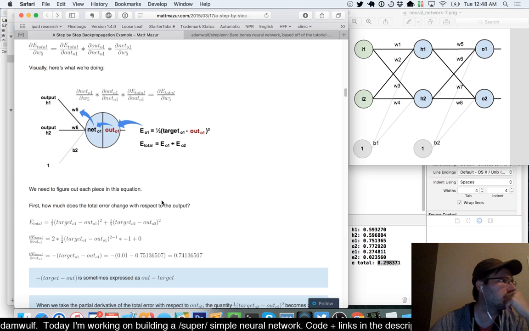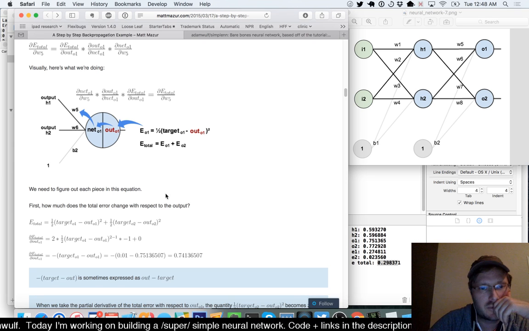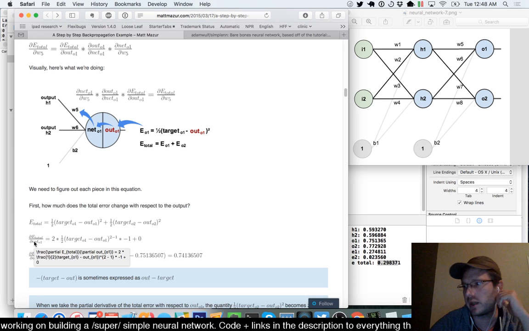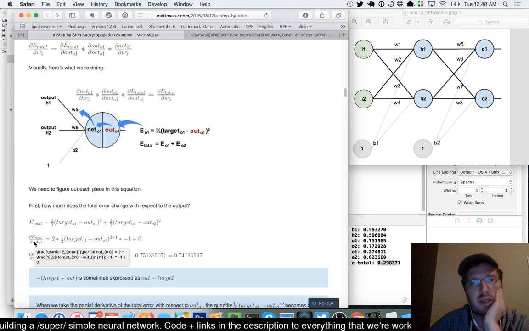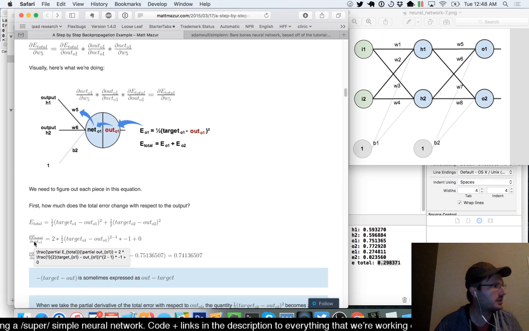Here, let me. Oh yeah, because it's just of that variable. Okay, I'm going to get some pen and paper so we can do this by hand. Just a second.